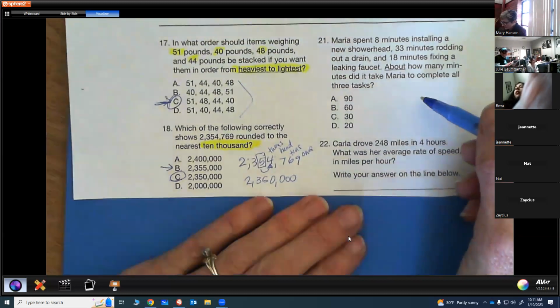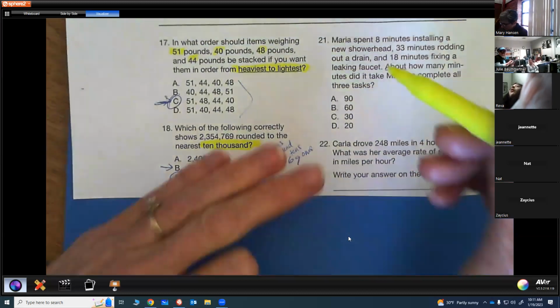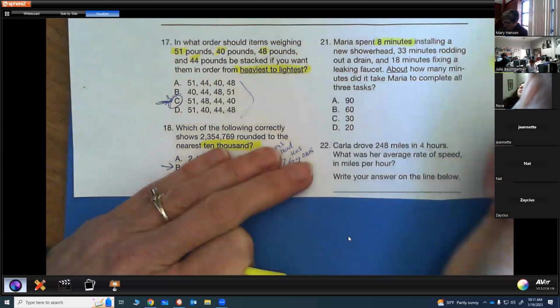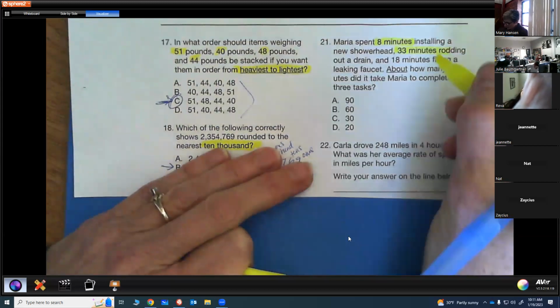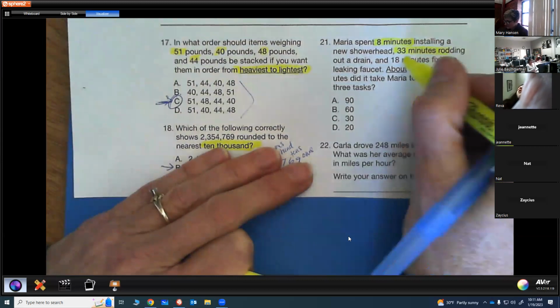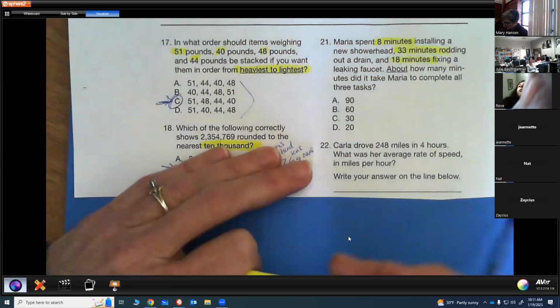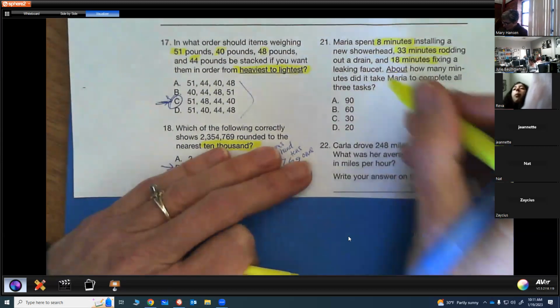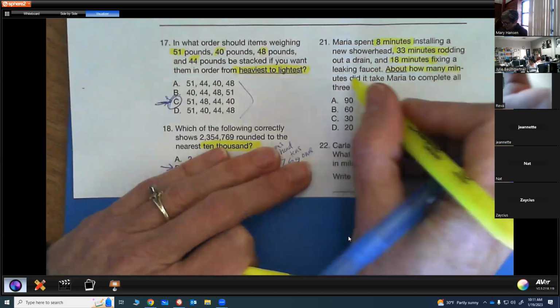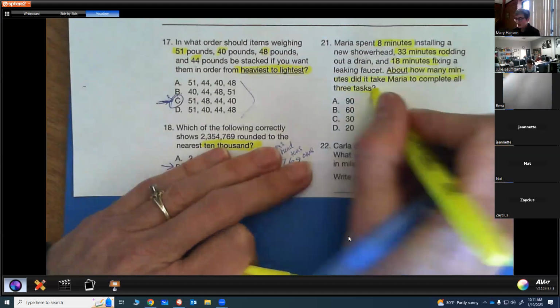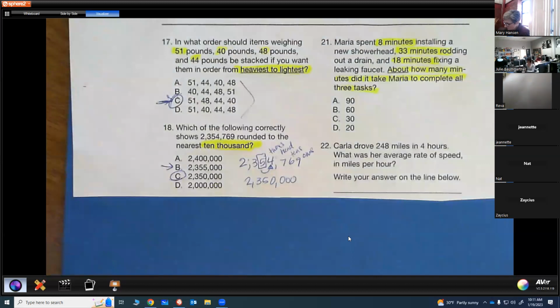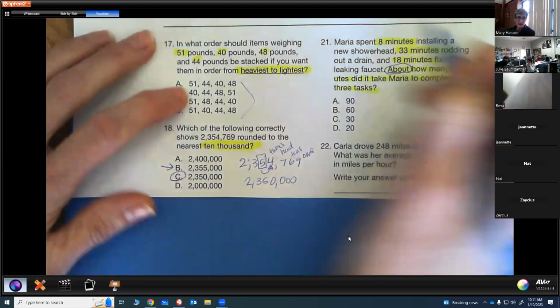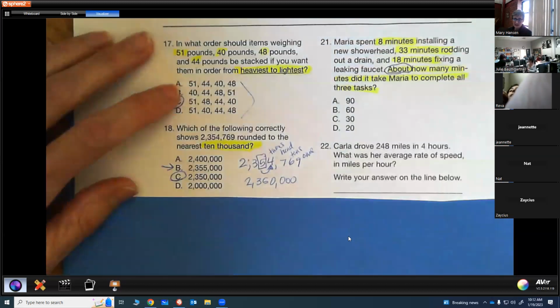Maria spent 8 minutes installing a new shower head, 33 minutes rotting out a drain, and 18 minutes fixing a leaky faucet. Keyword: about how many minutes did it take her to complete all the tasks? Anytime you see about, that means you can estimate. You don't need an exact answer.